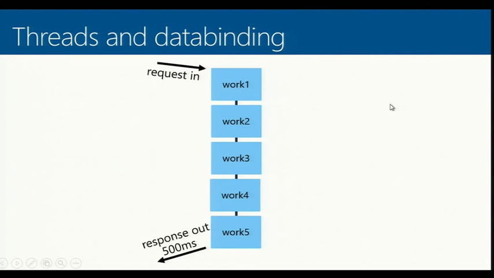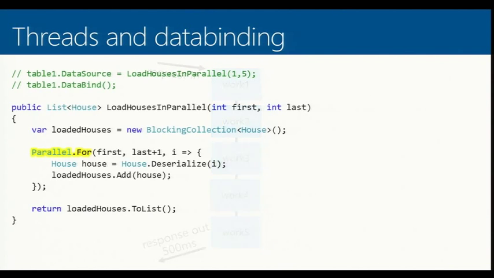How did the code actually work? Let's just draw the control flow. A request came in. It did work 1 for the first house, work 2, 3, 4, 5, all in order. And if each house takes 100 milliseconds to deserialize, then it will take 500 milliseconds to deserialize them all. That's fairly straightforward. So what the customer did, let's look at this code.